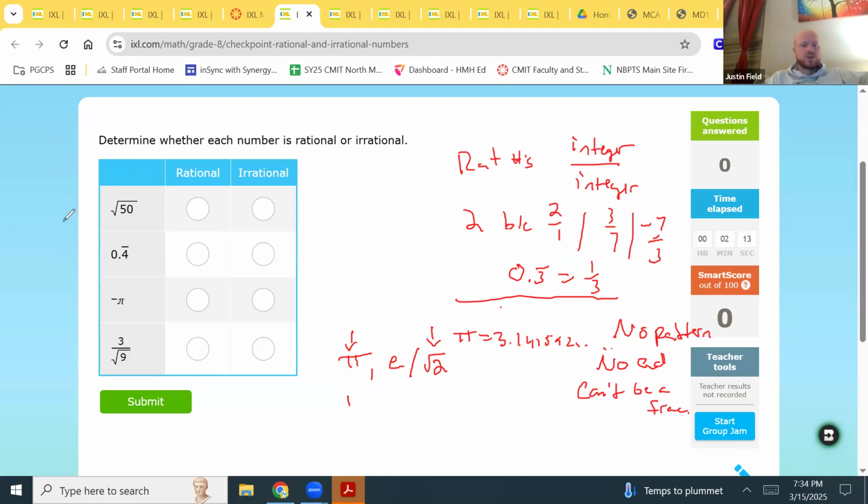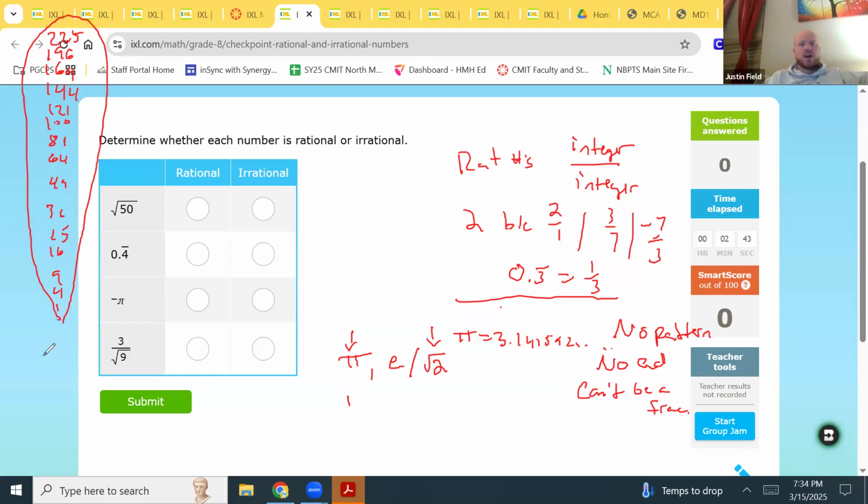We should know that our perfect squares are 1, 4, 9, 16, 25, 36, 49, 64, 81, 100, 121, 144, 169, 196, and 225. You should at least know the first 15 perfect squares right off the top of your head. And 50 is not in the list, so it's irrational.